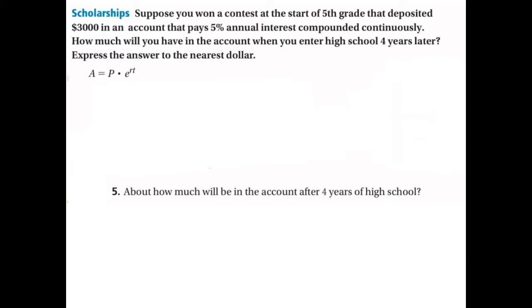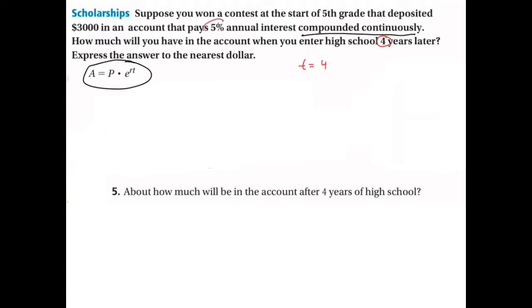In this question, it says, suppose you won a contest at the start of 5th grade that deposited $3,000 in an account that pays 5% annual interest compounded continuously. So we're going to use this continuously compounded interest equation. How much will you have in your account when you enter high school 4 years later? So we have time t is 4.